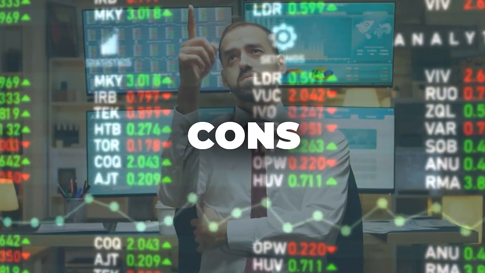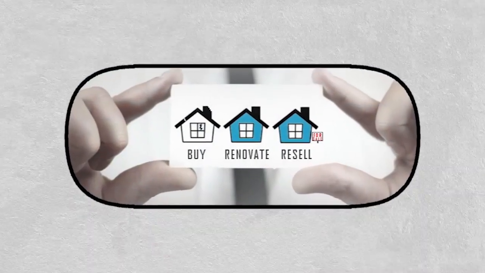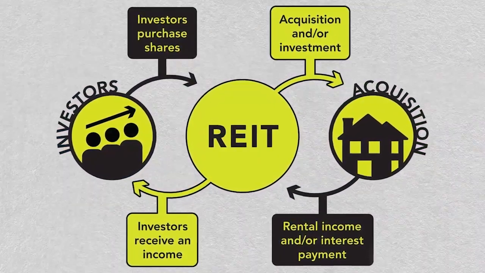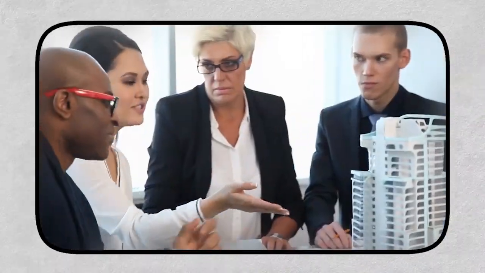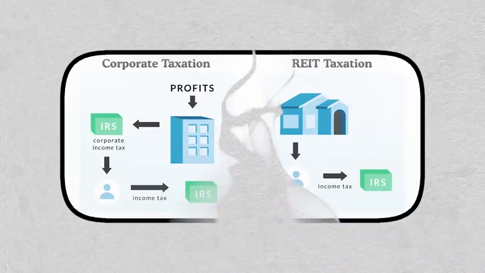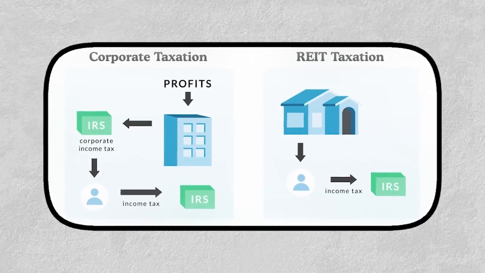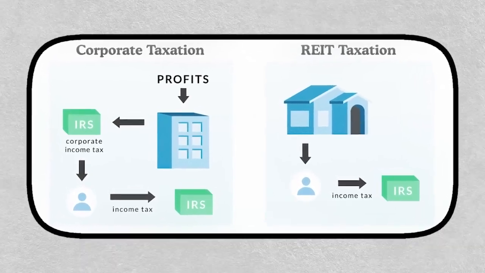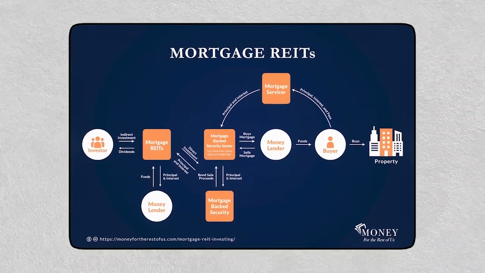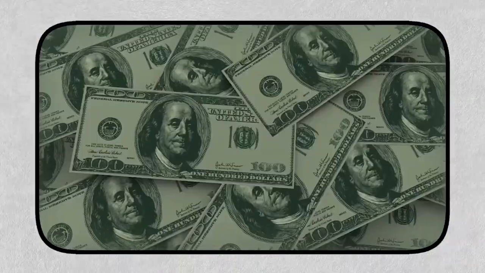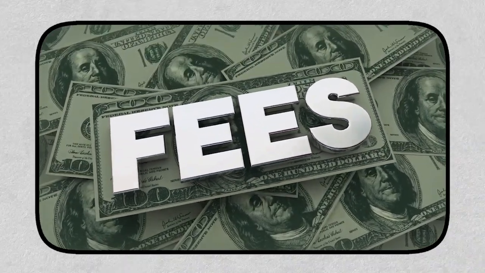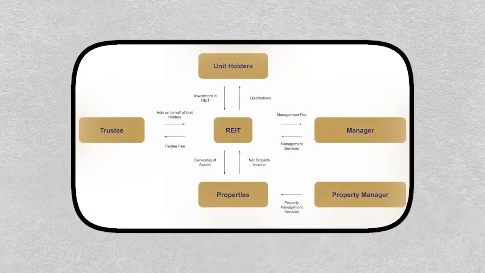Cons: lack of control. Unlike flipping houses or direct ownership, investing in REITs does not allow investors to directly control the properties in which they are investing. This means they cannot influence property management decisions, tenant selection, or capital improvements. No tax benefits. REITs do not provide the same tax benefits that come with owning and operating real estate, such as deductions for mortgage interest, property depreciation, or expenses related to property management. Fees and expenses. REITs typically carry management fees, which can eat into the investor's profits. These fees vary depending.